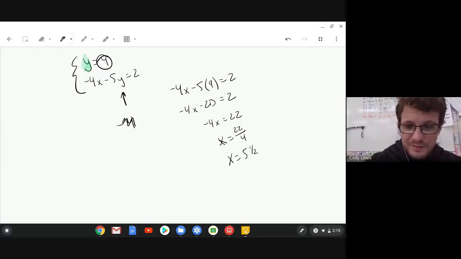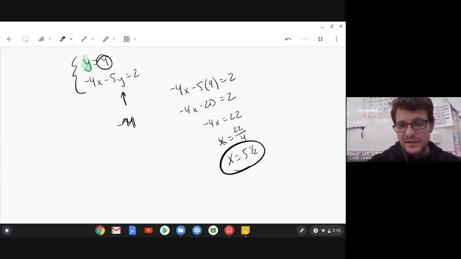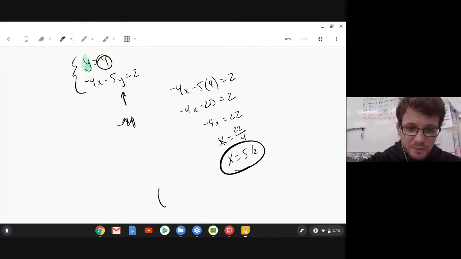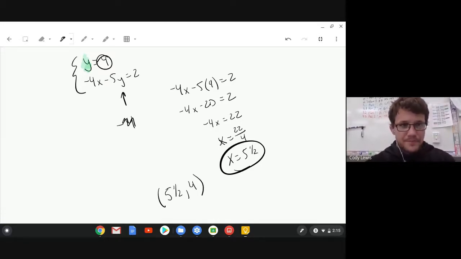A lot of times when I'm graphing, I leave it as a mixed number. If I'm doing more complicated algebra stuff, I would leave it as 11 halves. So my x is 5.5, my y is 4, so I'm going to put 5.5, 4. That's it.